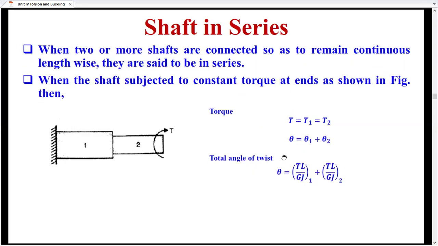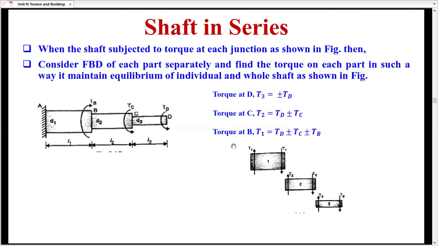So this is the case where we are considering only two shafts. Suppose three shafts are connected to each other. What will happen if we consider a three-stepped shaft with diameters D1, D2, and D3 and lengths L1, L2, L3? Torque at shaft number 1 will be TD plus TC plus TB. At section 1, this is the addition or subtraction of torque based on the direction. Torque at the second section will be TD plus TC, again addition and subtraction based on direction.